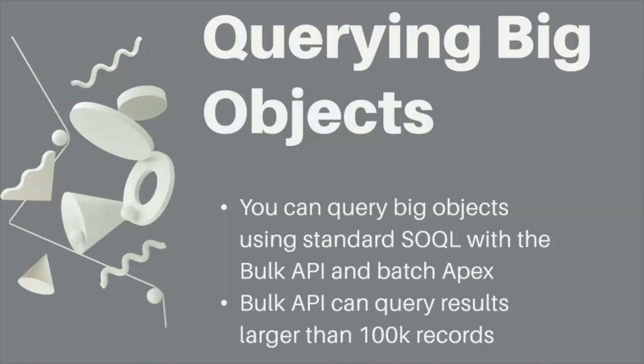Querying big objects. You can query big objects using standard SOQL with the Bulk API and batch Apex. Bulk API can query results larger than 100k records.